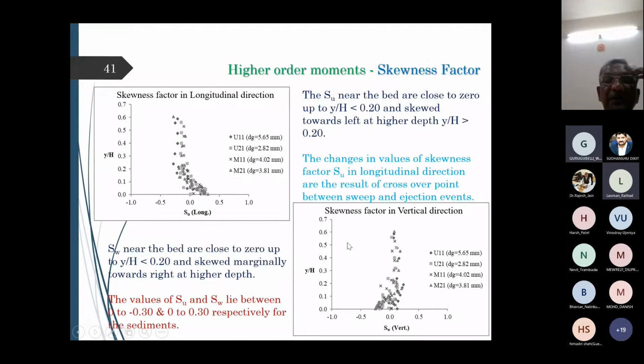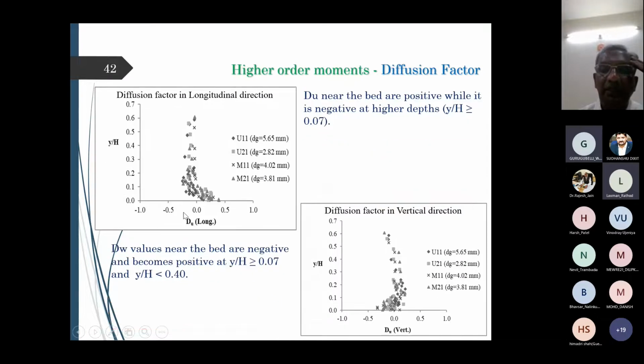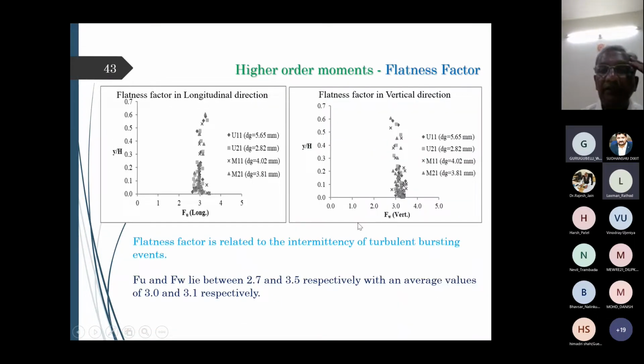Similarly, you can have high order moments. So you can see the kind of variation. High order moments, that is skewness factor. What kind of variation is there for skewness factor? If you talk about this, S u in the longitudinal direction, and this is in the vertical direction, right?